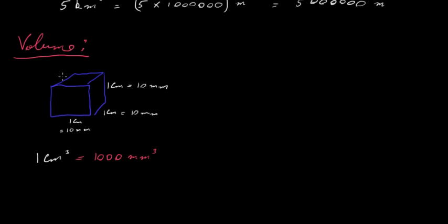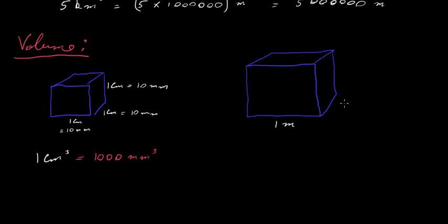So let's try the next one then. We're going to go for a meter now, so we'll go a little bit bigger. Okay, so we'll take this as being 1 meter here. This is 1 meter, and this is 1 meter here. So this whole thing here has a volume of 1 meter cubed. Now we want to convert that to centimeters.